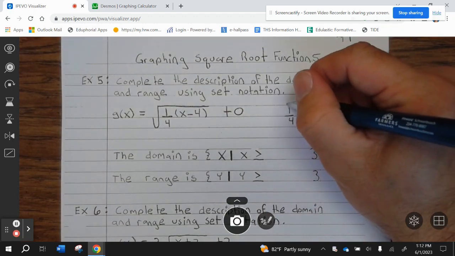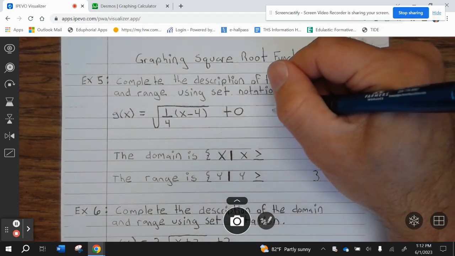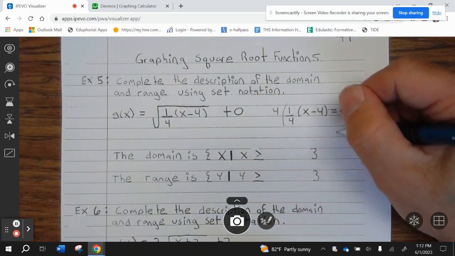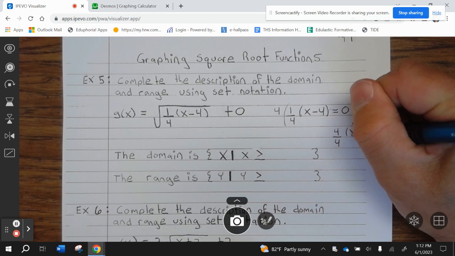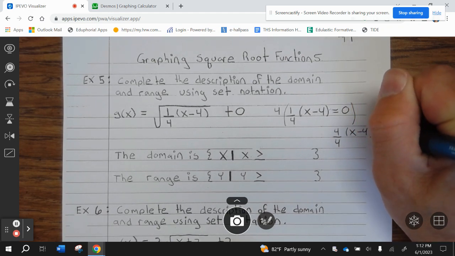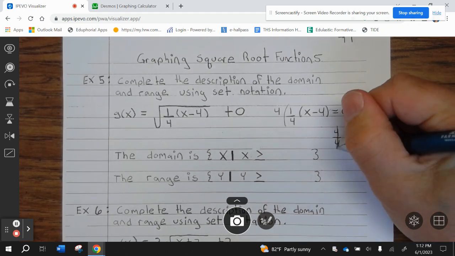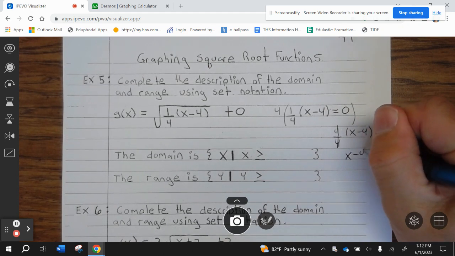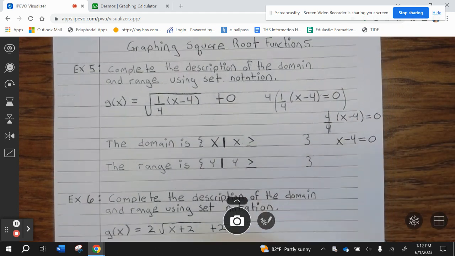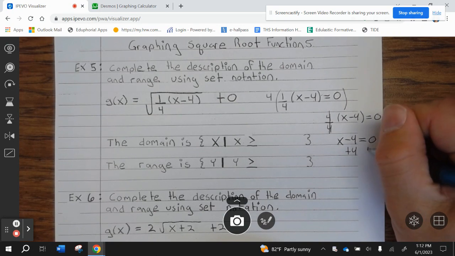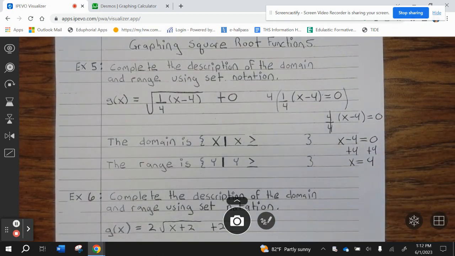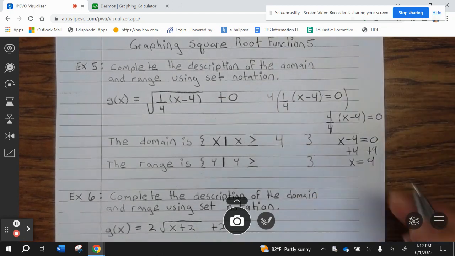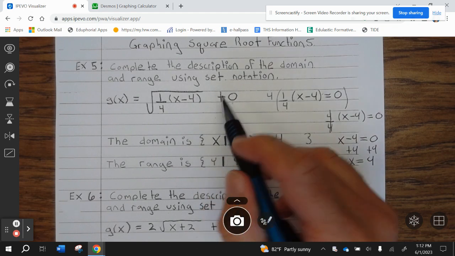Okay. So we're going to multiply by 4. So that's 4 divided by 4 times x minus 4 equals 0. This becomes 1. You get x minus 4 equal to 0. Add 4 to both sides. X equals 4. So your domain is x greater than or equal to 4. Now the range is greater than or equal to this number right here, so 0.